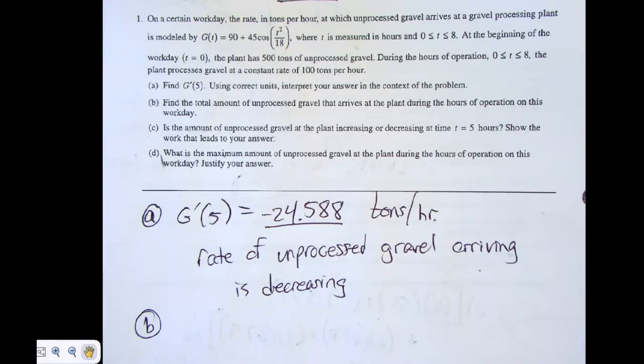You've got 500 tons of gravel. We are adding to that pile at this rate, and we are taking away from it at this rate. So we ask questions about that. G prime of 5 is how quickly the unprocessed gravel is coming in at that time. Because it's negative, it's decreasing.